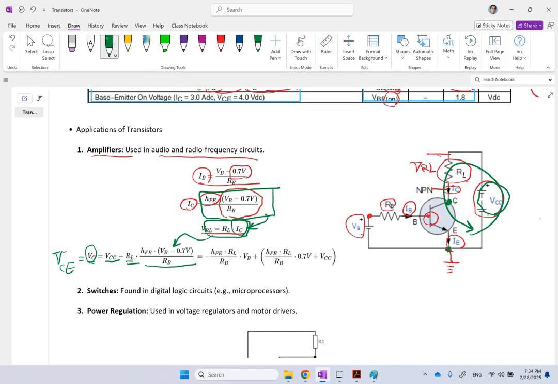Now, if you rearrange it, the collector emitter voltage is going to be what? It is going to be this coefficient times VB plus this term here. Now, let's take a look here. If you look at this guy in parentheses, you know that's a constant value. Why? Because RL is fixed, RB is fixed, 0.7 is fixed, the gain is fixed for this specific operation condition, and VCC is fixed. So this whole thing, you can call it constant C.